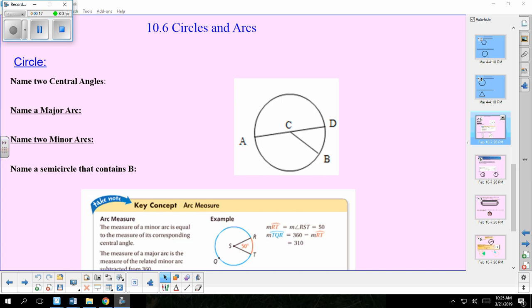Welcome to section 10.6, circles and arcs. This is in the chapter on areas.